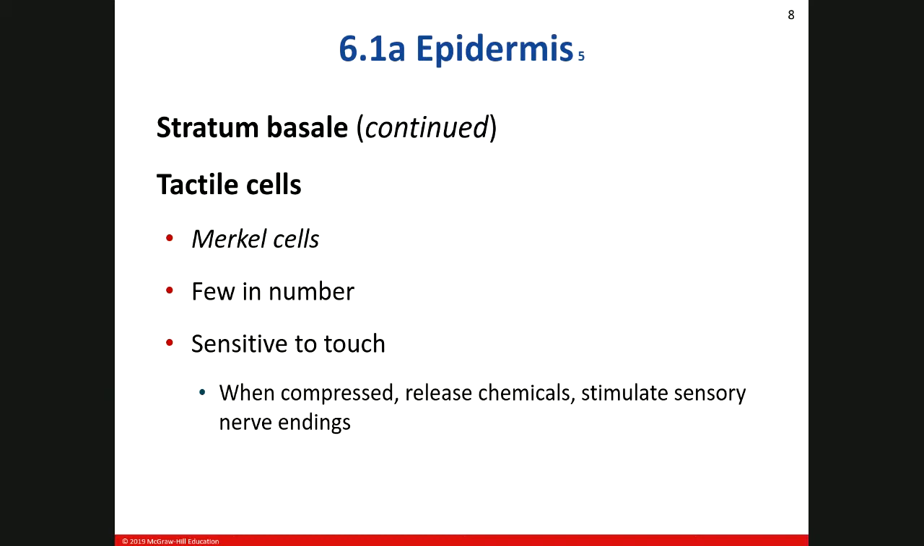All right, the third type of cell are the tactile cells. We call those Merkel cells. Again, tactile is touch, so they have to do with touch. So basically what happens is when these cells experience pressure, they release a chemical. And that chemical is going to stimulate the nerve endings and send a signal to your brain that you just touched something. So pressure, light touch. They're very sensitive to things. But there's not a lot of them in that layer there.